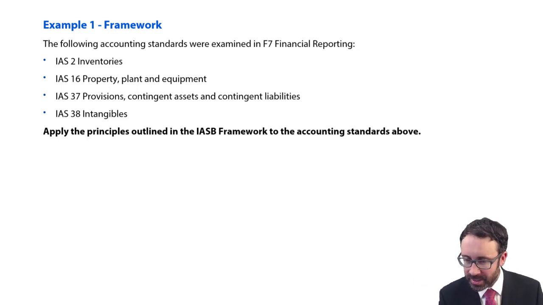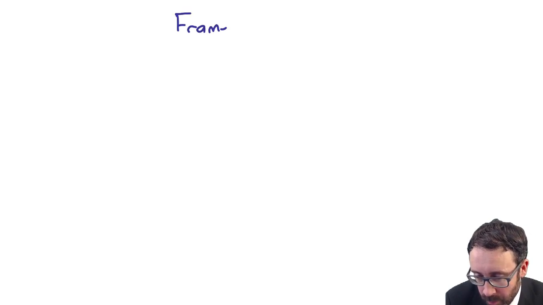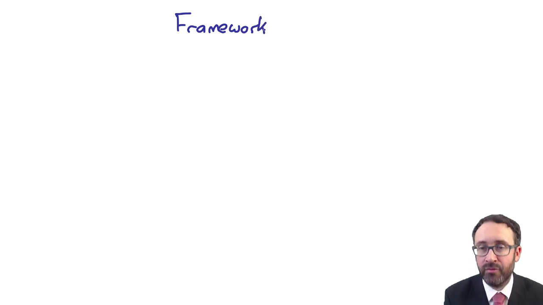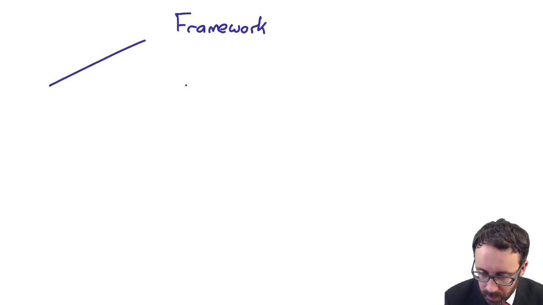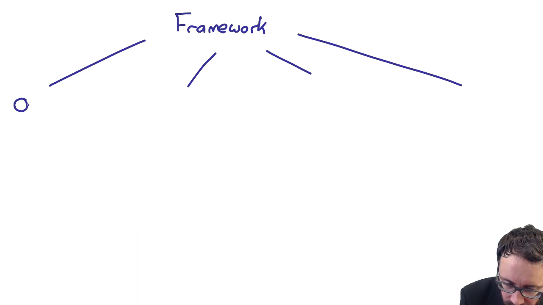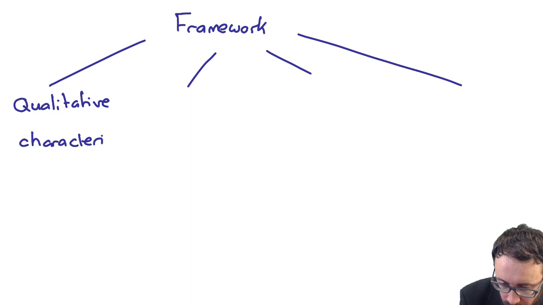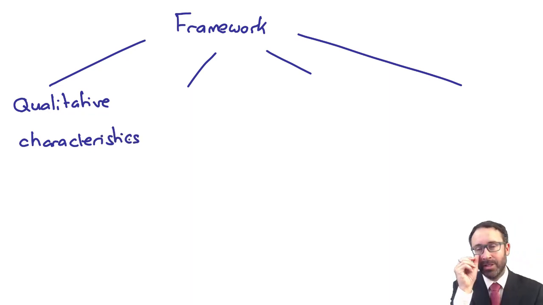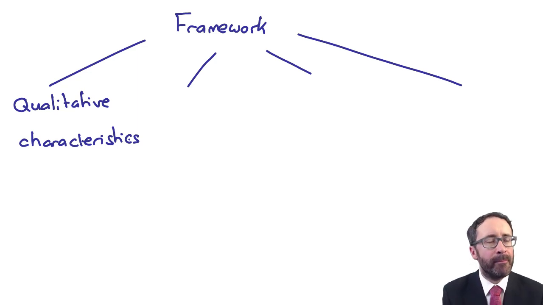So you've got those 4 accounting standards. Effectively, if I was looking at the framework, I'd think about 4 particular elements. What I'd look at first of all is the qualitative characteristics, with a particular emphasis more on the fundamental ones as opposed to the enhancing ones. But there's always an opportunity to throw in an enhancing qualitative characteristic as well.